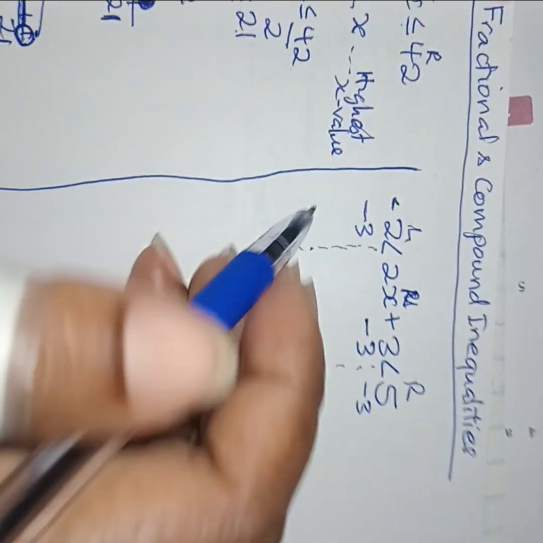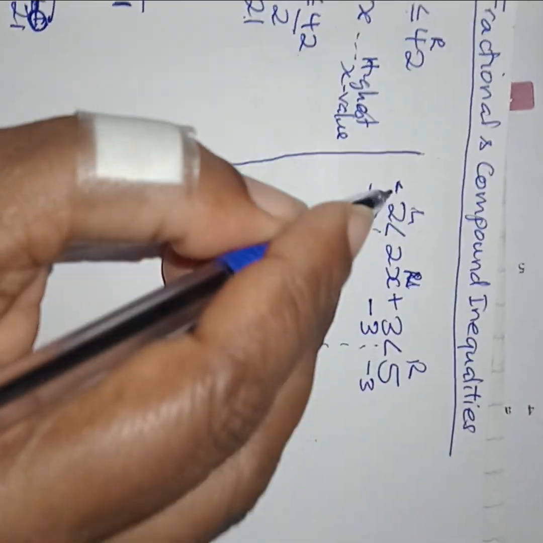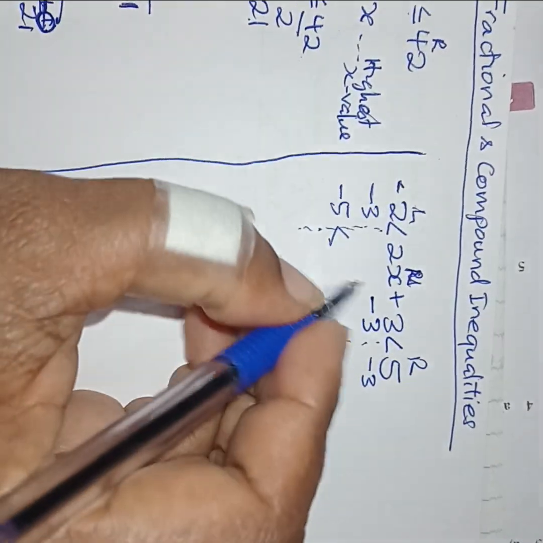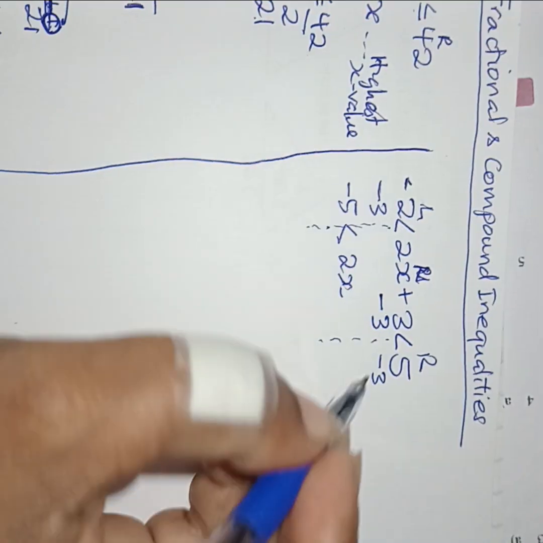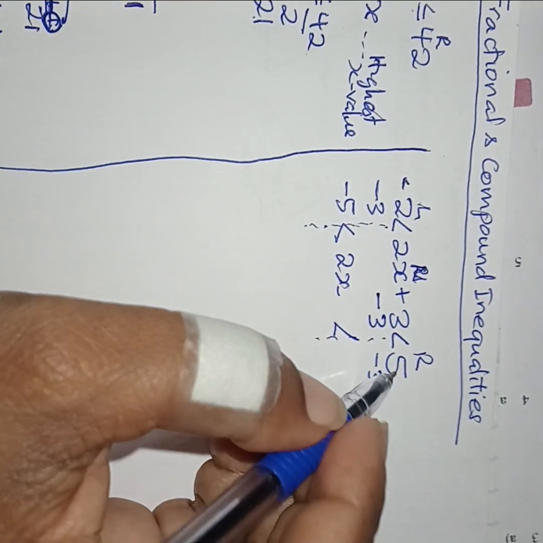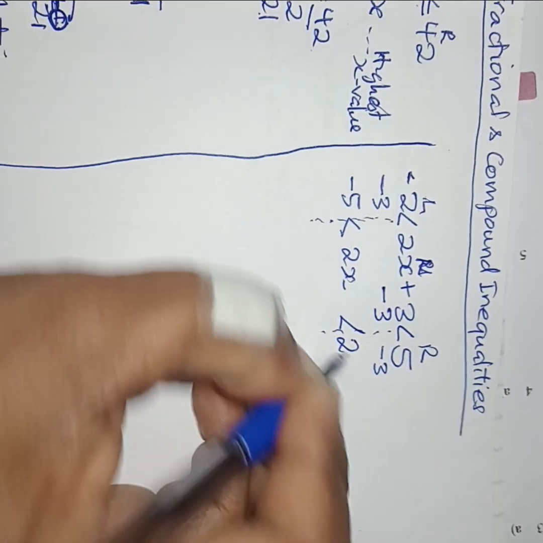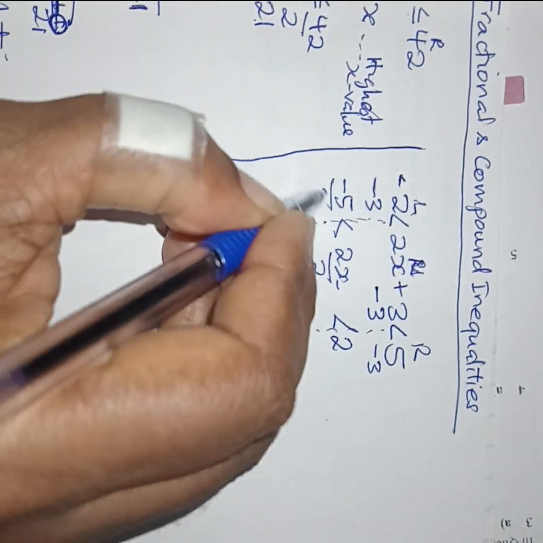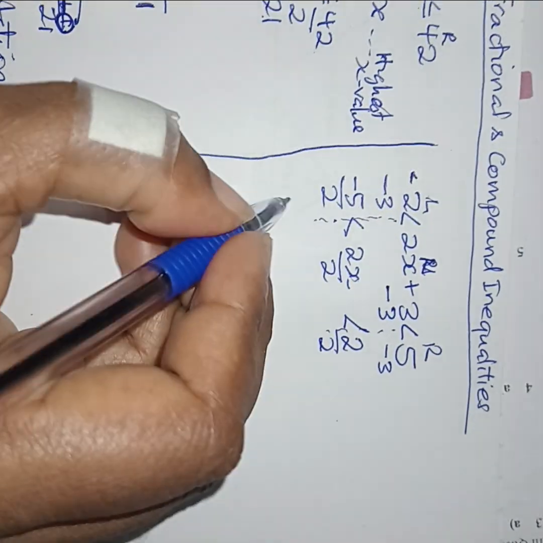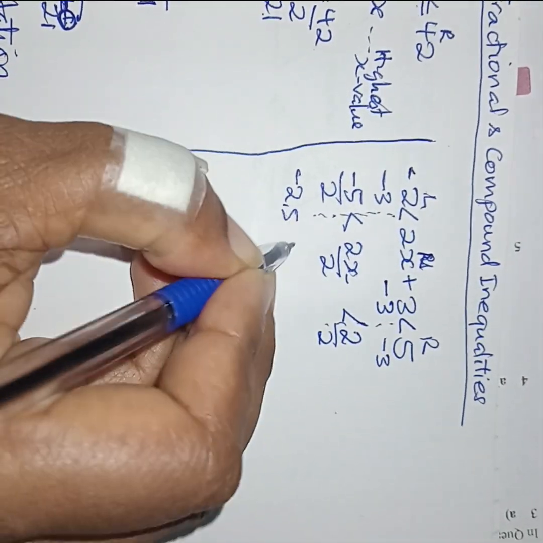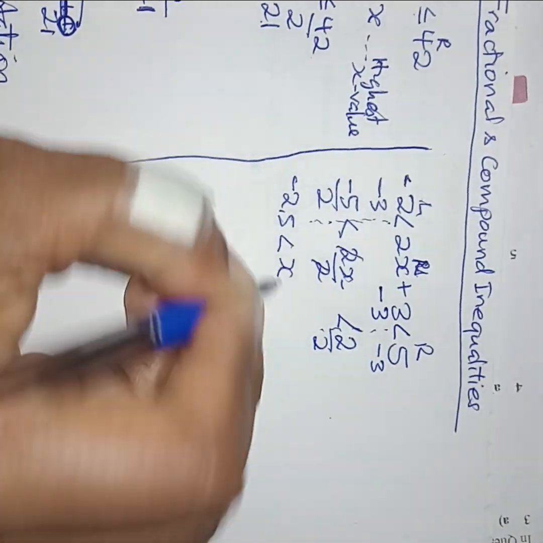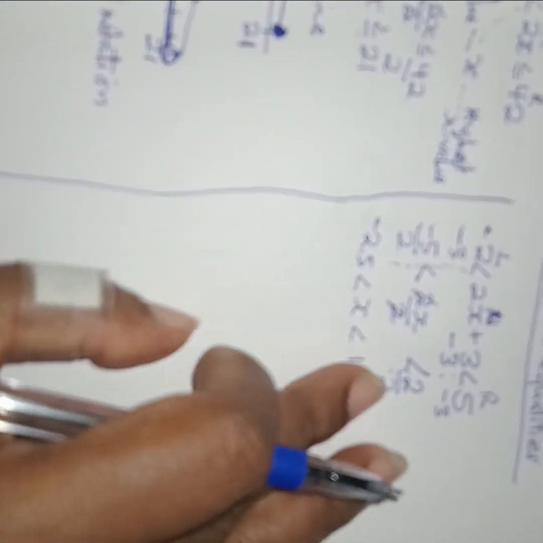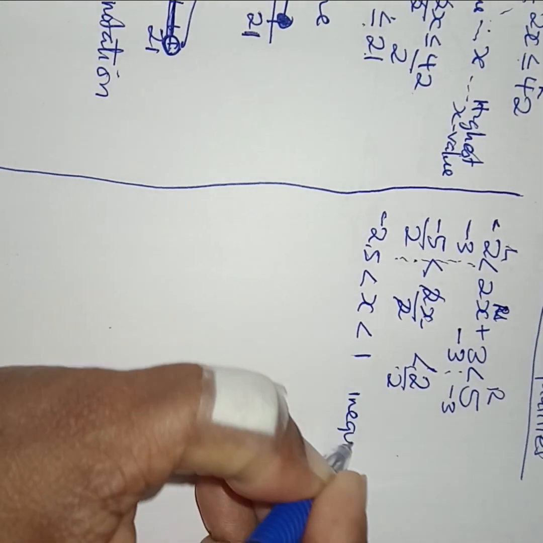I repeat, do it on all three sides. Negative 2 minus 3 gives negative 5. Bring this sign down. We have 2x in the middle. Bring this sign down. And 5 minus 3 is 2. We still have 2 times x, so divide by 2 on all three sides. This gives negative 2.5 is less than x is less than 1. And we are done. The solution is in inequality form.